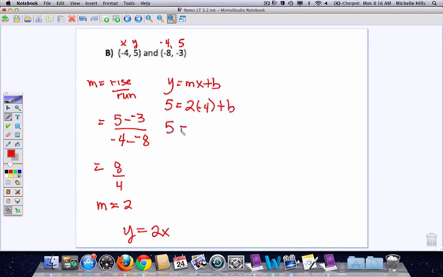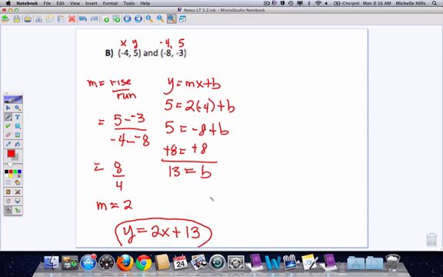So 5 equals -8 plus b. I would add 8 to eliminate that -8 and add 8 to the other side of the equation. So 13 equals b. Since it's a positive 13, I'm going to write plus 13. If it was a negative 13, I would write minus 13 as my answer. Don't give a final answer with plus and negative.